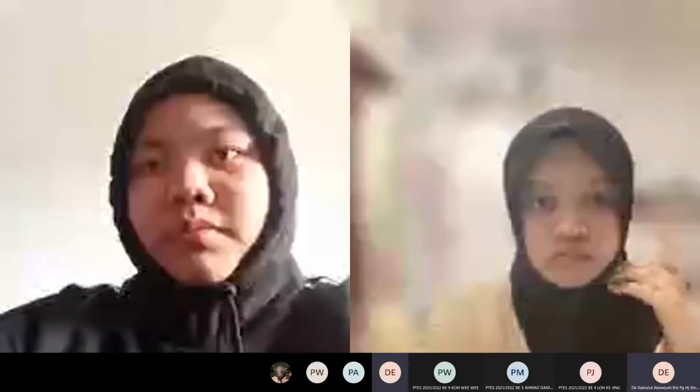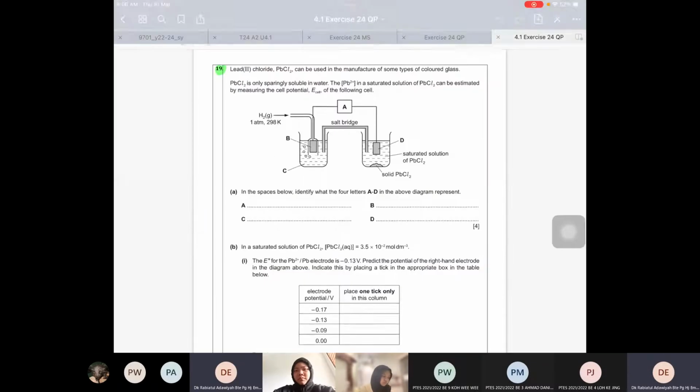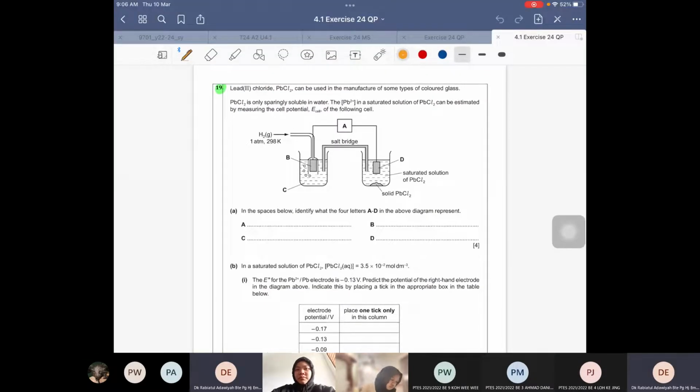Okay, so the answer to A would be the voltmeter. B is the hydrogen half cell, so B should be a platinum electrode, anything that is inert, because you don't want it to disturb your hydrogen gas, hydrogen plus half cell.